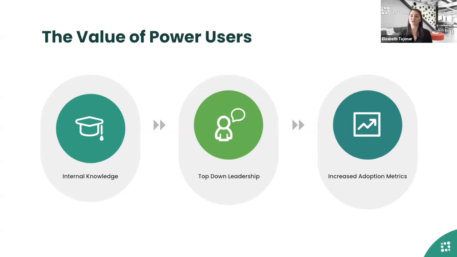Secondly, it's a natural lead to top-down leadership. As I mentioned before, these power users have a vested interest in making sure that the Tatango rollout is successful. It leads itself beautifully to the third power user value, which was increased adoption metrics. This was really a whole system working together to make sure that the rollout was successful. There was knowledge and content where knowledge and content needed to be, and of course, the system in place to support it.